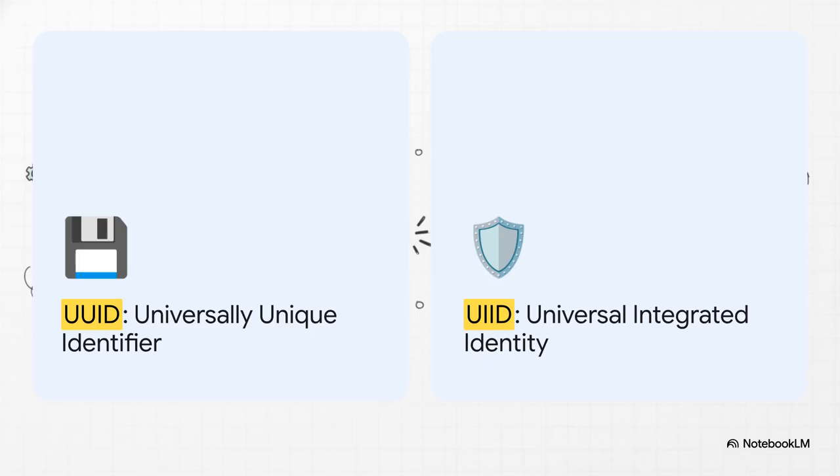Well, on one side, you've got UUID, the Universally Unique Identifier, and on the other, UIID, Universal Integrated Identity. You see the difference? The first one is all about data. The second one, it's all about you. The question is, how big of a deal is that really?